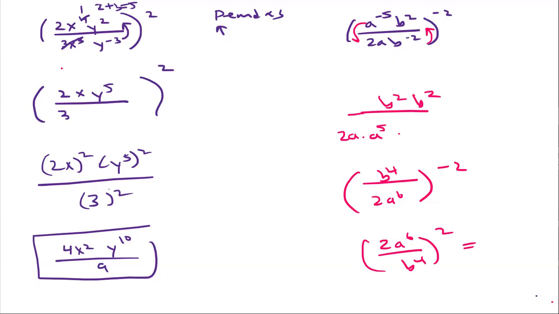So then now I can distribute this. So this becomes 2 squared times a to the 6 to the power of 2, and then b to the 4 to the power of 2. All right, so that gives us 4 times a to the 12 divided by b to the 8th.